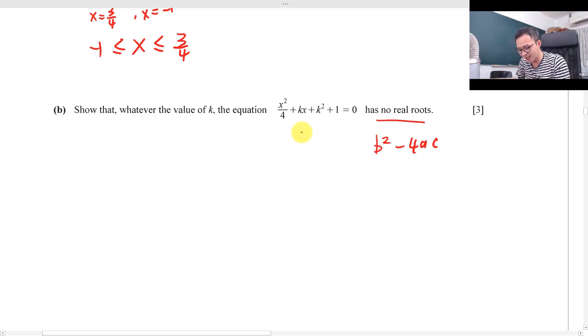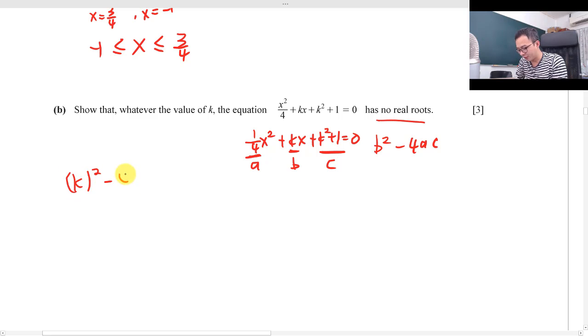So just in case some students do not know a, b, c, I will just rearrange my equation. This is 1/4x squared plus kx plus k squared plus 1 equals 0. So this is my a, this is my b, this is my c. So b squared minus 4ac.